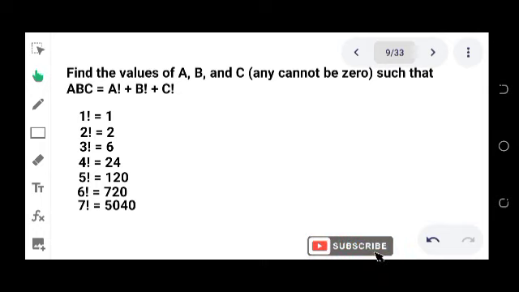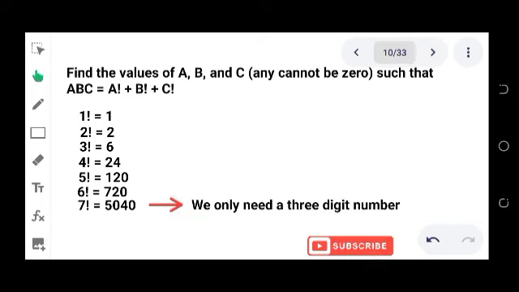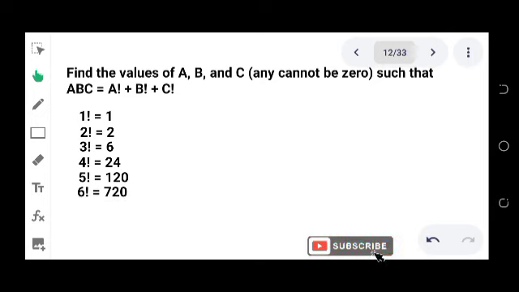Now, again, the number should only be a three-digit number. But 7 factorial is equal to 5040, which has four digits. Since we only need a three-digit number, we cannot include 7 factorial. Therefore, we are going to exclude it from the list. That means we cannot have 7 as a digit. So we're only left with 1 factorial up to 6 factorial.